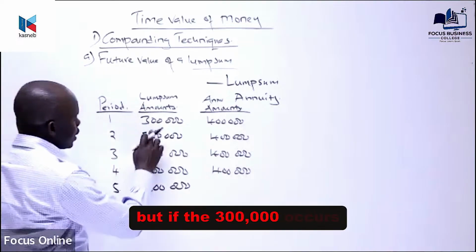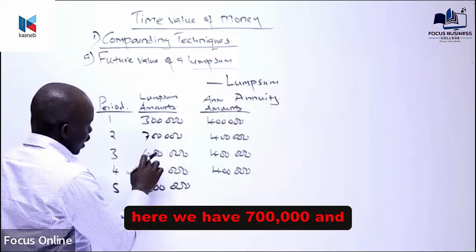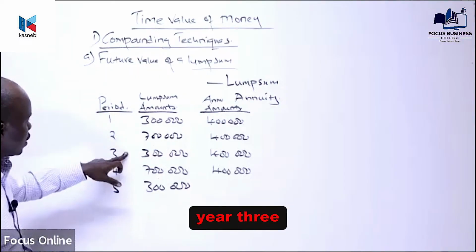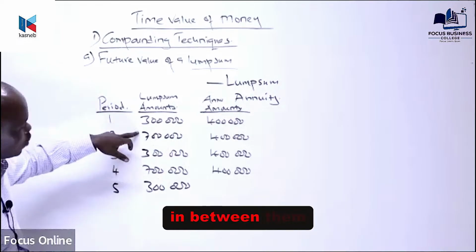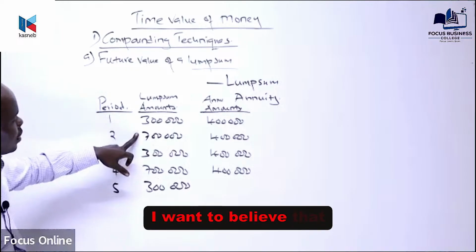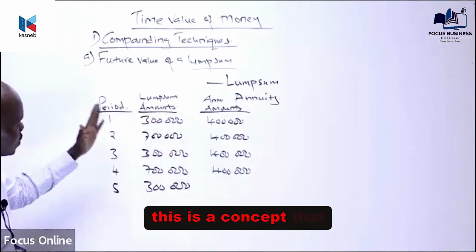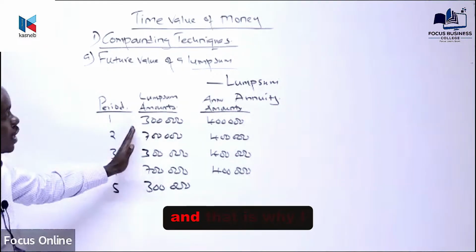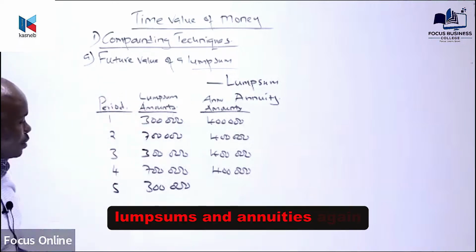But if the 300,000 occurs after, for example, here we have 700,000 and here we have 300,000. So in year 1 and year 3, we have 300,000. These are not annuities, they are lump sums, because in between them there is a figure that is different from them. I want to believe that is very clear. A lump sum and an annuity. This is a concept that we are going to use a lot in financial management, and that is why I want you to be able to differentiate lump sums and annuities.